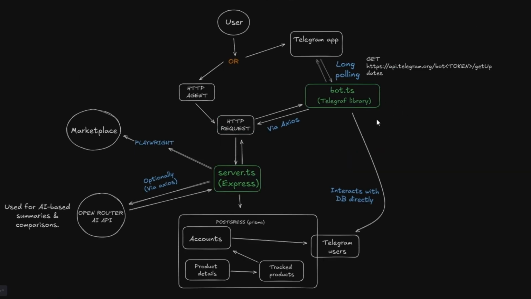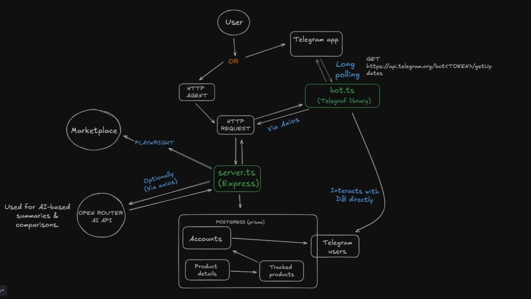So the way it's going to work is that the user using the Telegram app is going to be sending a message to the bot. It is going to retrieve the user from the database, and it is going to retrieve their JWT token. And with that, it is going to send an Axios request to our server.